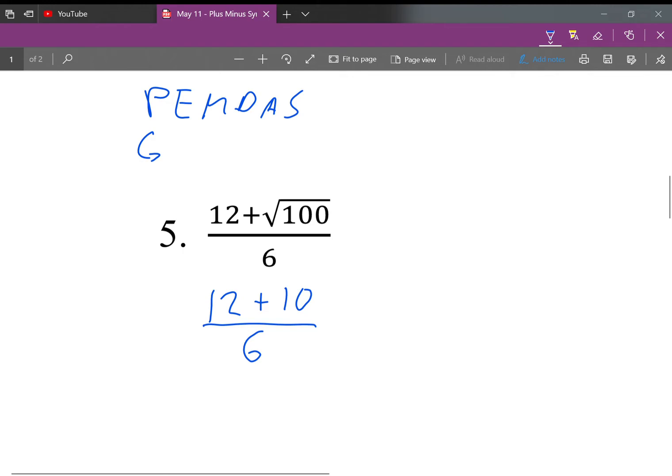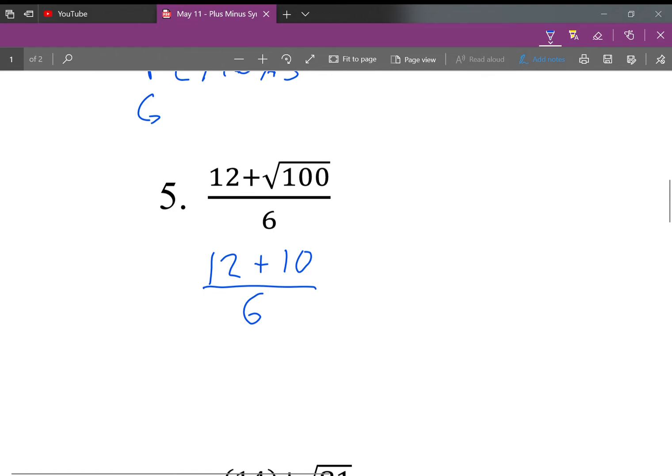So with this one, maybe you would have wanted to do 12 divided by 6 first, but that's not right. You have to add the 12 and the 10 first. So the next thing I would do is that: 12 plus 10 is 22, and I have 6 on the bottom. And so now I just have a regular old fraction. When I have a fraction, I want to make sure I can reduce it. These are both even numbers, which means I can divide them both by 2. And that's going to leave me with the fraction 11 over 3.